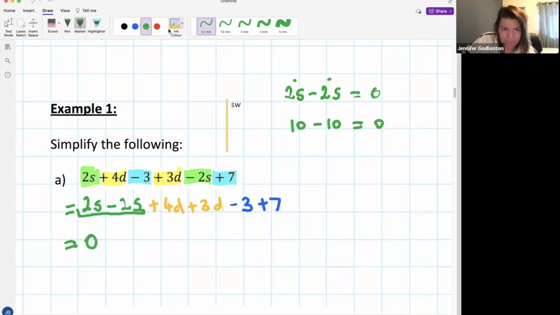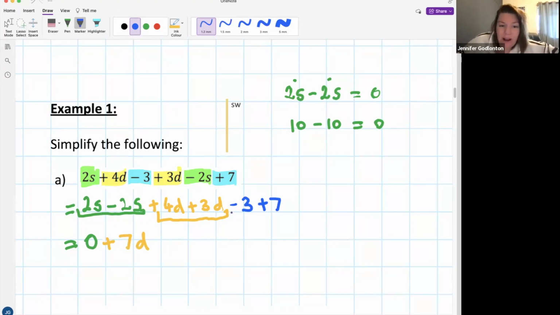Okay. Now let's look at our yellow. We've got 4d plus 3d. What's that going to give us? Good. Great answers. Can I see the sign in front? So is it going to be plus 7d or is it going to be minus 7d? Good. Don't forget your variable. So we can't leave off that d. It's going to be plus 7d. If we don't have that d attached, it's going to be very problematic for us.